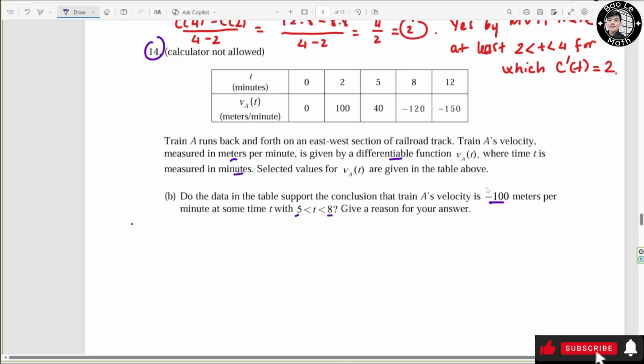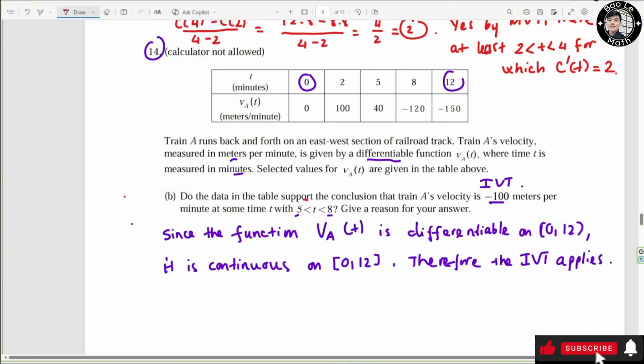Alright, so we're going to apply the IVT. In order to apply the IVT, the function must be continuous, right? Since the function is differentiable, it implies the function is continuous. Now we look at the interval 5 to 8. So 5 right here and 8 right here. So there is a number t between 5 and 8 such that negative 100 is between negative 120 and 40, right?